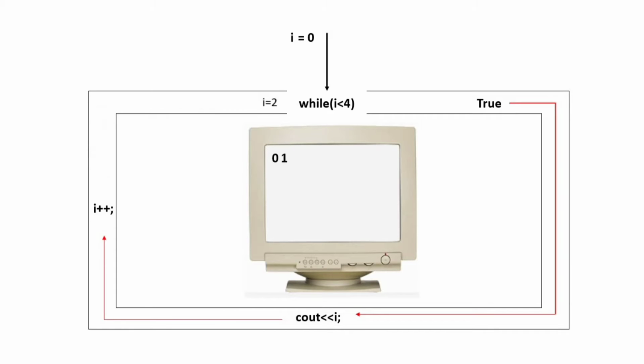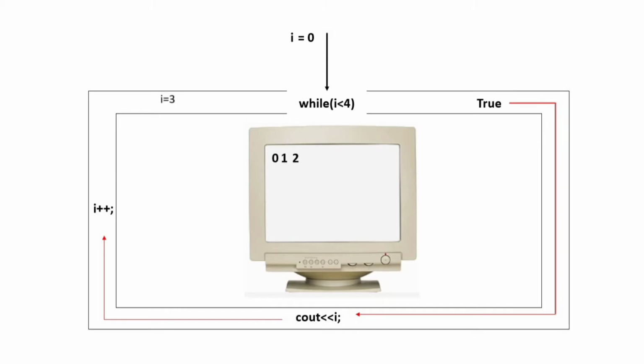Again we have to check the condition. 2 is less than 4, that is true. If the condition is true, we have to print value of I. Value of I is 2. Next we are incrementing value of I. I becomes 3 now.